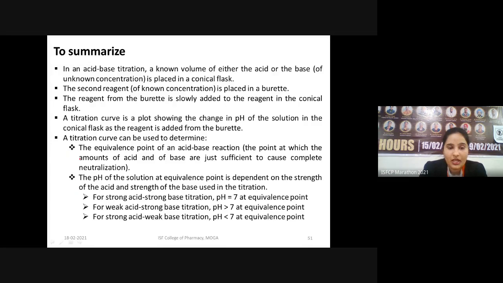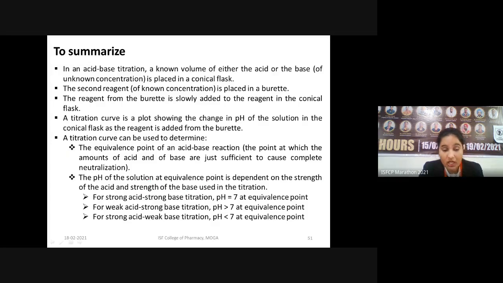So from the acid-base titration curves, we can come to know about the equivalence point, the particular point at which the amount of acid and base are completely equal to each other. The second important thing which we can determine from the titration curve is that the pH of the solution at the equivalence point is dependent on the strength of the acid and the strength of the base.